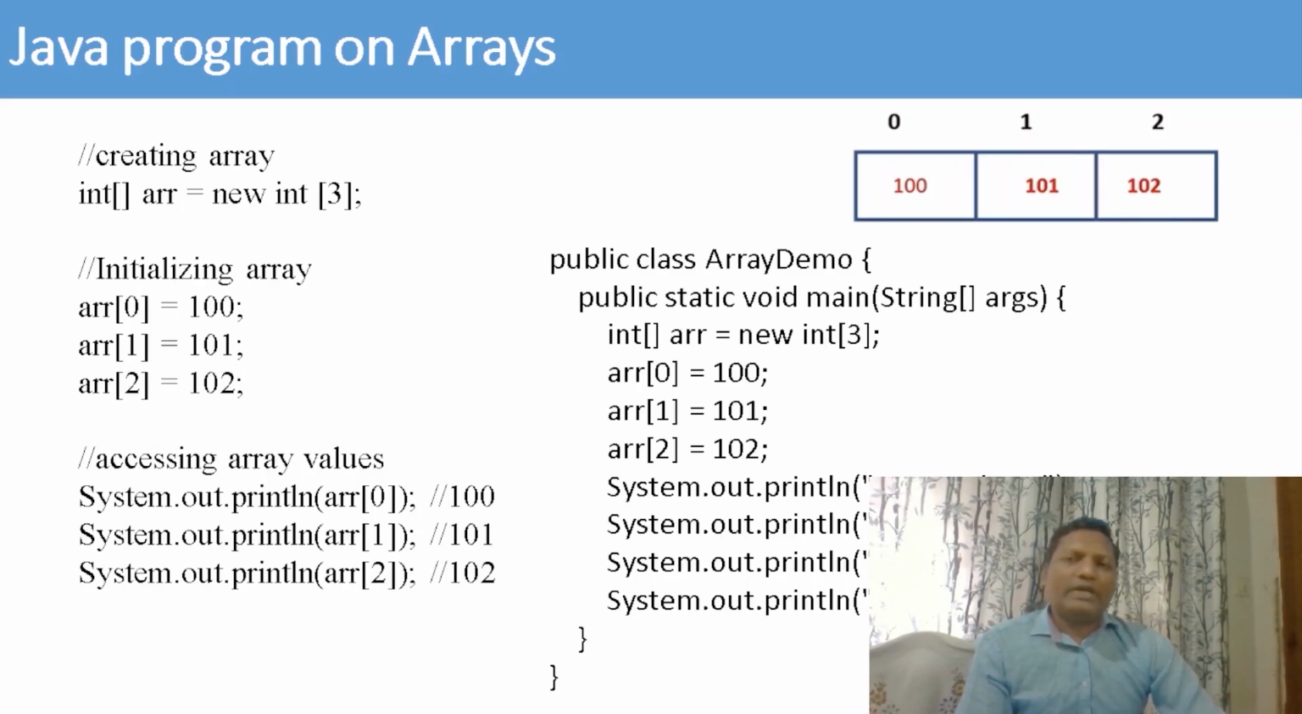Now how do we print array values? We need to use the System.out.println statement, which is used to print the values of the array elements to the console. Now we can see "array values", which prints the heading, and now as we can see, System.out.println(arr[0]) prints the value of the first element. In the same way, the second element 101 and the third element 102 will be printed.